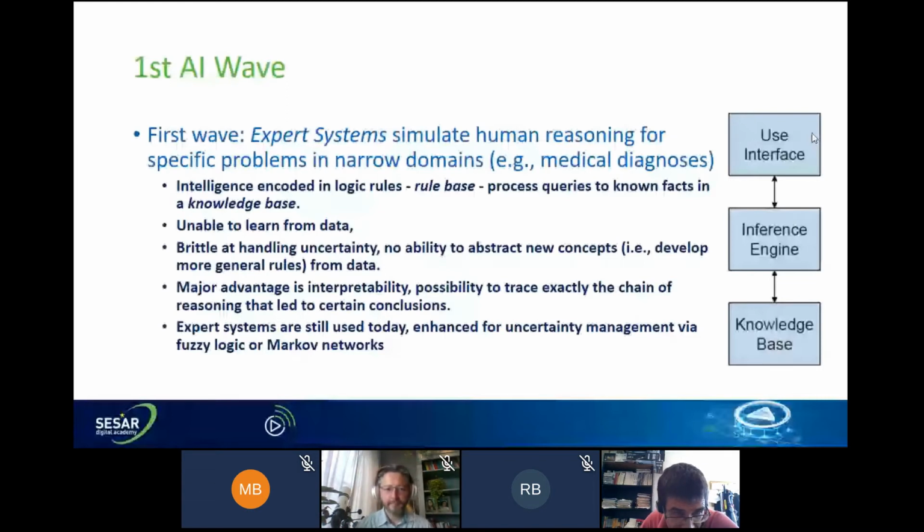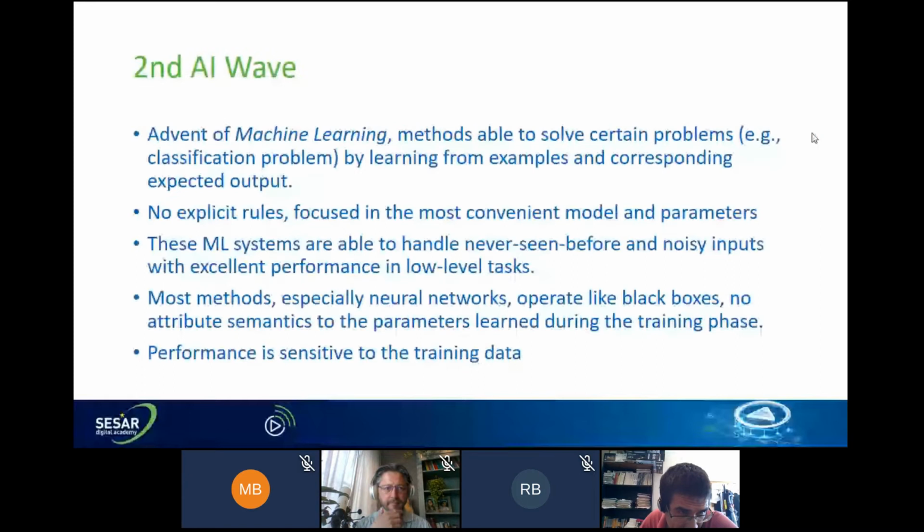If we go to the next slide, the second wave, as I mentioned, would be the advance of machine learning, that is, methods to solve problems by learning directly from examples and building models able to generalize. Machine learning is able to build a model that gives solutions to new problems once we have enough data to train and build the models.